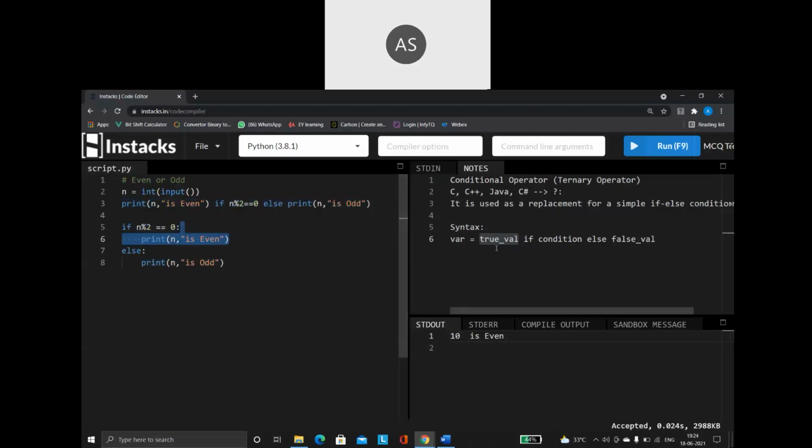So always remember the syntax very clearly. When the condition is true, what needs to be done? That you have to mention first, followed by the if keyword, followed by the condition, then the else keyword. Then you say, if the condition is false, what is it that you want to do? That has to be given here. So this is how your program for your conditional operator, or your ternary operator, is going to work.